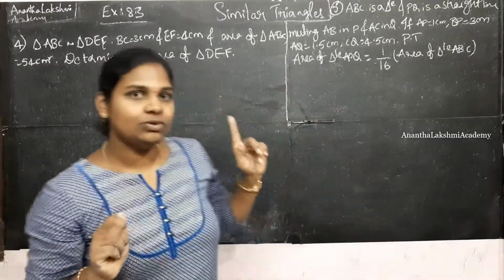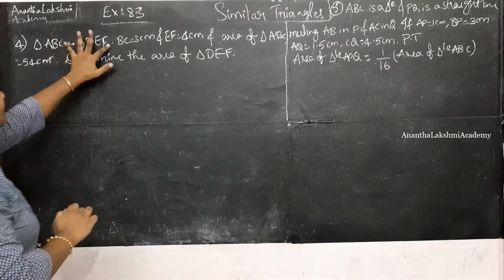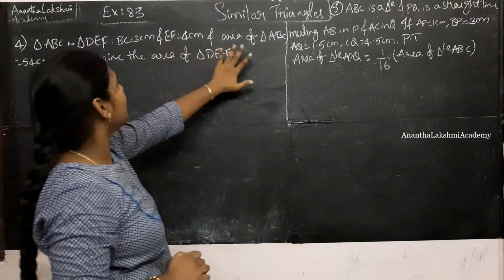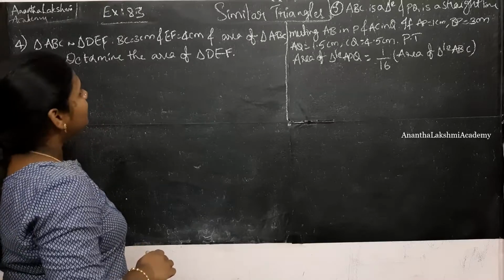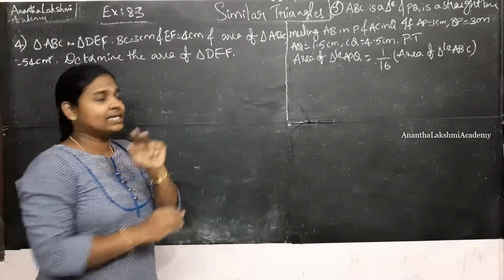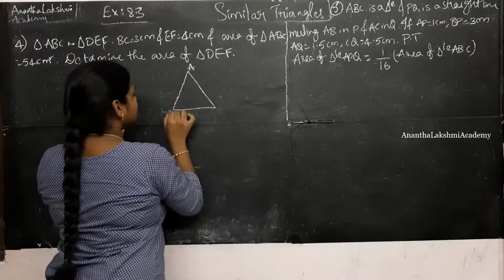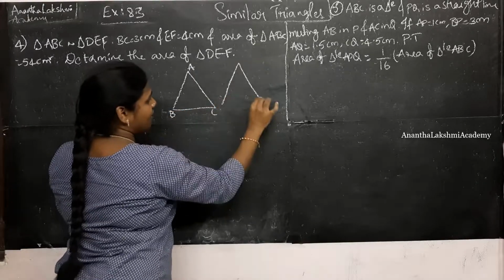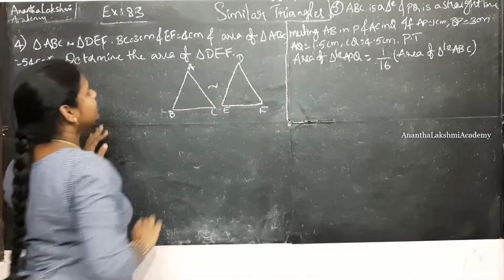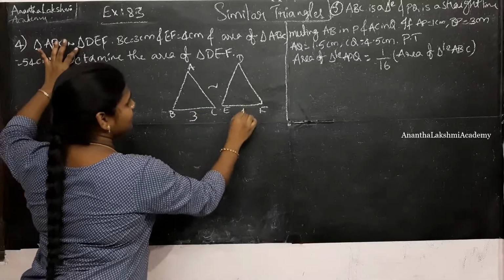Okay, let's jump into now problem number 4. Triangle ABC is similar to triangle DEF is given, where BC is equal to 3 centimeters, EF is equal to 4 centimeters, and area of triangle ABC is 54. Determine the area of triangle DEF. First, what is given? 2 triangles, 2 similar triangles, A, B, C and DEF are given, isn't it? ABC is similar to DEF is given. Now BC is 3 centimeters, EF is 4 centimeters.